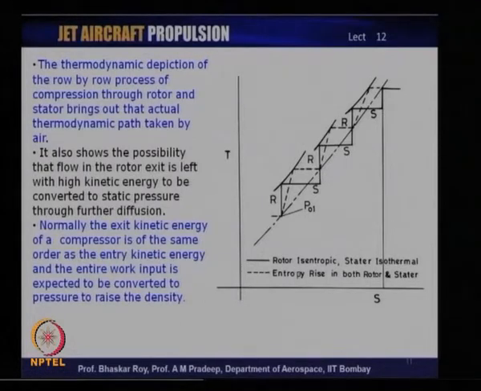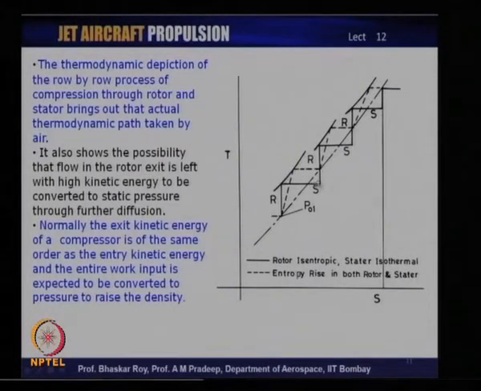What of course happens is that the exit kinetic energy of the compressor is often of the same order as the inlet kinetic energy, and as a result it is expected that the entire work that is supplied would be converted to pressure. As a result, what is often done is through these steps an average line is drawn, and that average line is what we see in our cycle diagram representing the entire compression process.